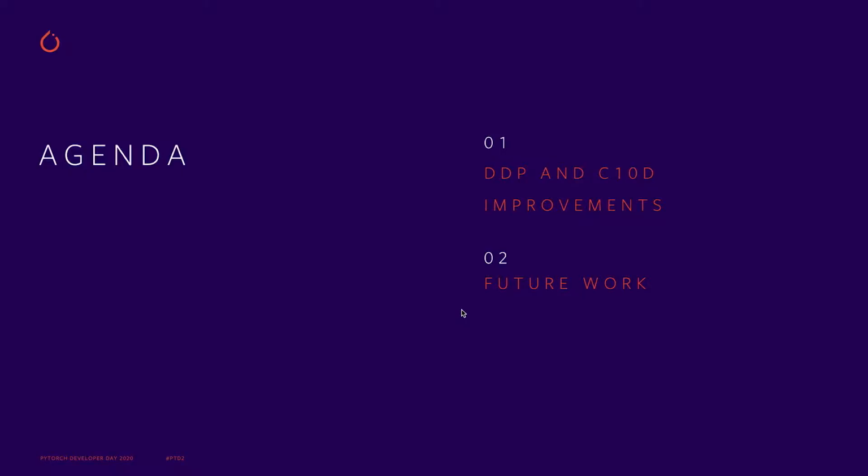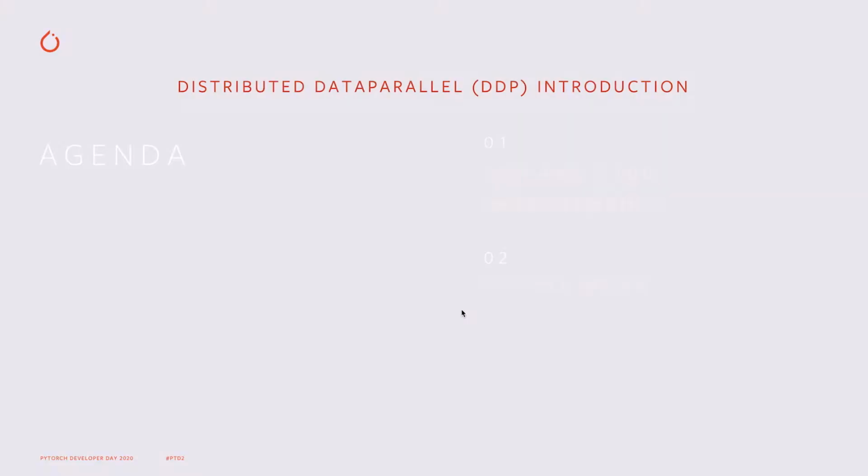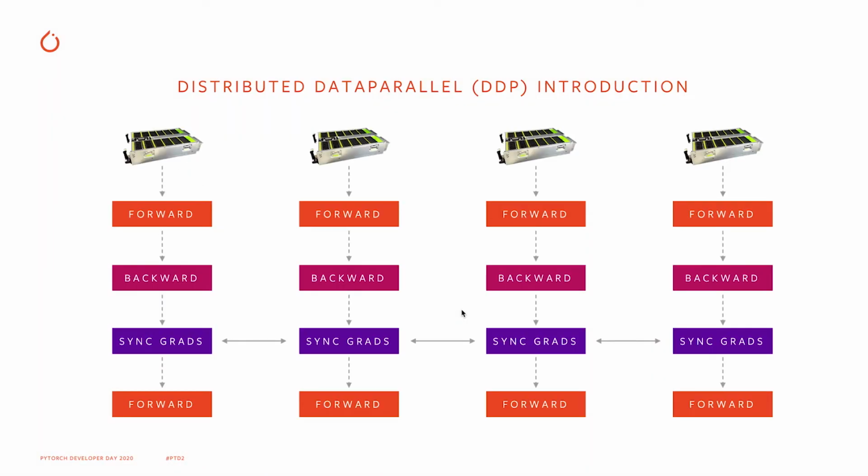In terms of agenda, I'm going to talk a little bit about distributed data parallel, which is DDP, and C10D, which is a distributed communication library. And then I'll talk a little bit about future work, in terms of what's coming in the future for PyTorch Distributed. So let's take a quick refresher of distributed data parallel first.